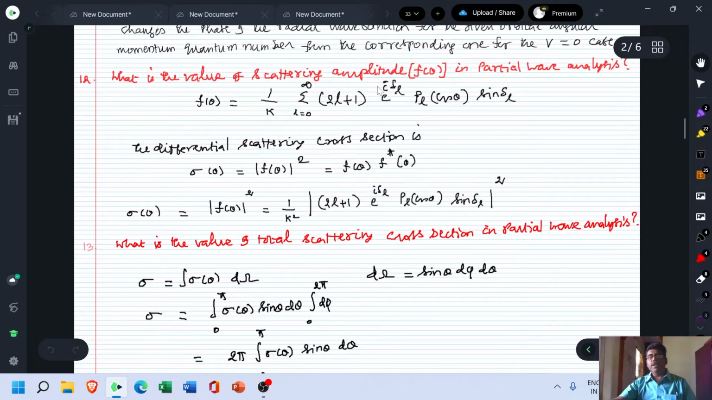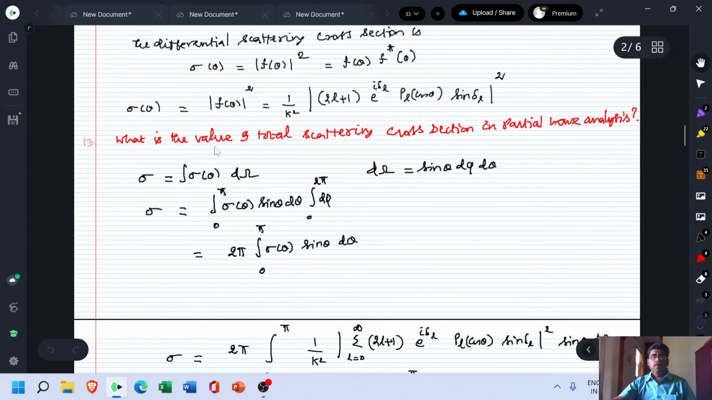What is the value of scattering amplitude in partial wave analysis? This is the value of scattering amplitude in partial wave analysis. The differential scattering cross section is the absolute square of this f of theta. What is the value of total scattering cross section in partial wave analysis? Total scattering cross section is calculated by the formula 2 pi times the integral of sigma of theta sin theta d theta, with limits varying from 0 to pi.